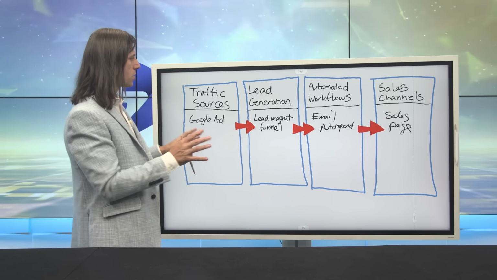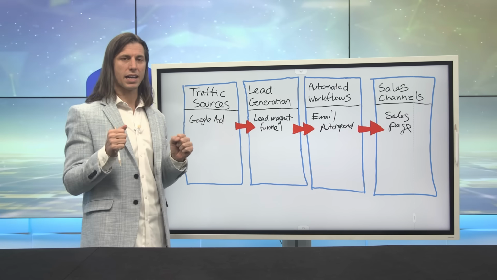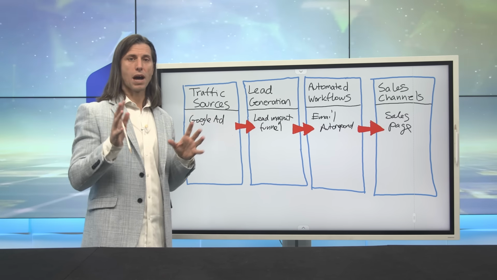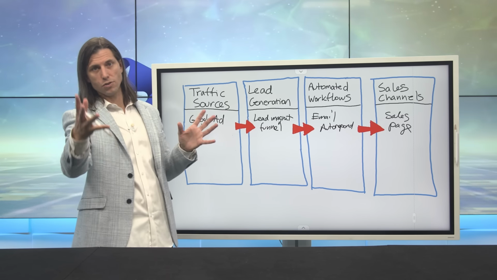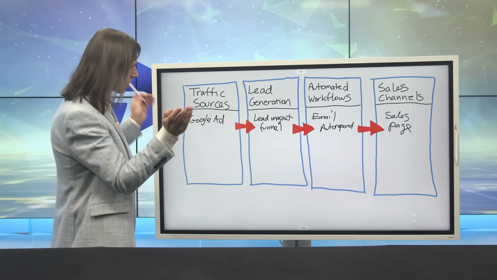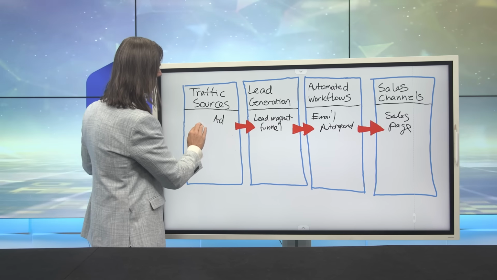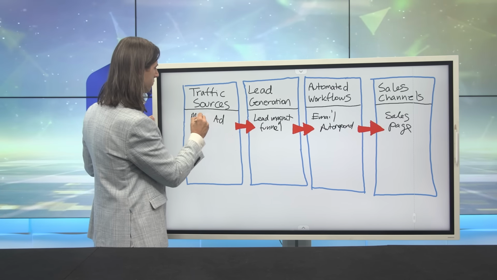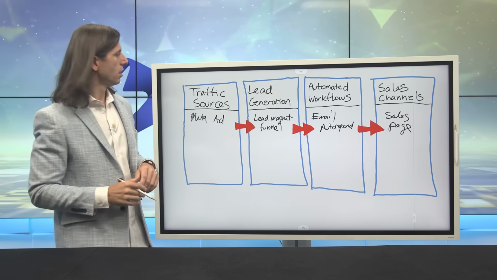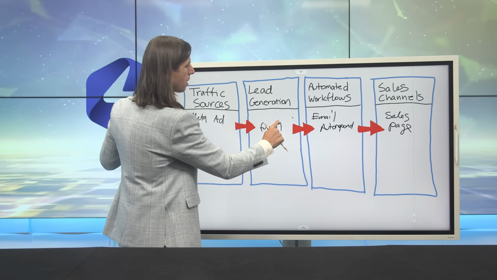So this was an example selling a $5 widget. Now let's take a step back and look at a different model. Let's say, for example, that you sell high ticket services, maybe coaching or consulting. So let's look at another example here. Instead of Google ads, let's say you run Meta ads, like Facebook ads or Instagram ads. Instead of a lead magnet funnel, let's say you have an appointment funnel.